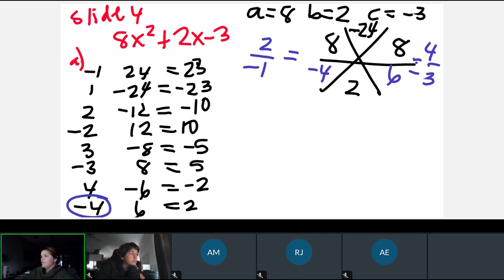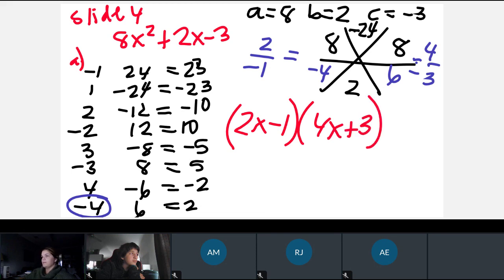Now, the factored form: the top number 2 goes with my variable, so 2x, and then the bottom is a negative, so I subtract it, minus 1. And then 4x, 3 on the bottom is positive, so I'm going to add it. So this is part A, which is my factored form.